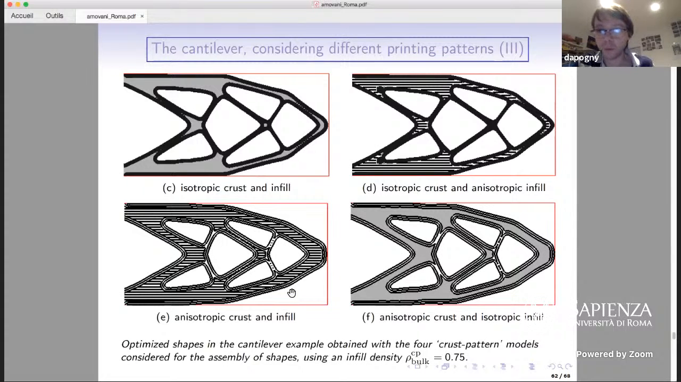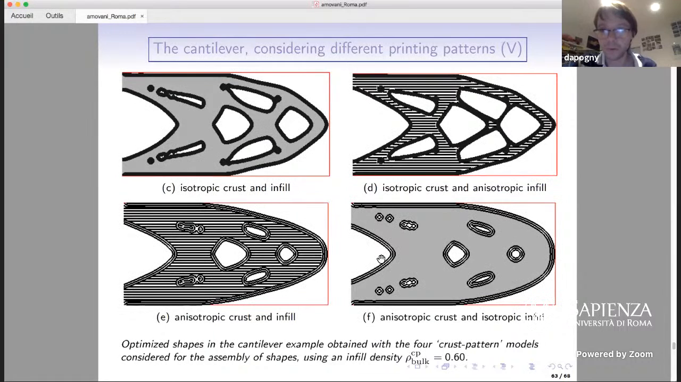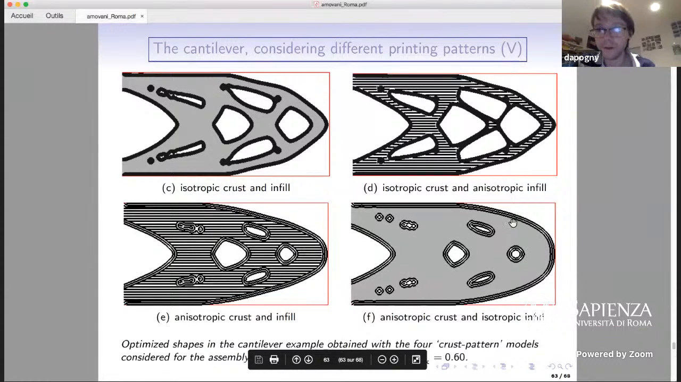So here is what we obtain with a smaller density. Of course, the volume will be larger, with a smaller density of the shape. And we can see again that there is this rounding, which is even more obvious in this case here, where the crust is anisotropic.